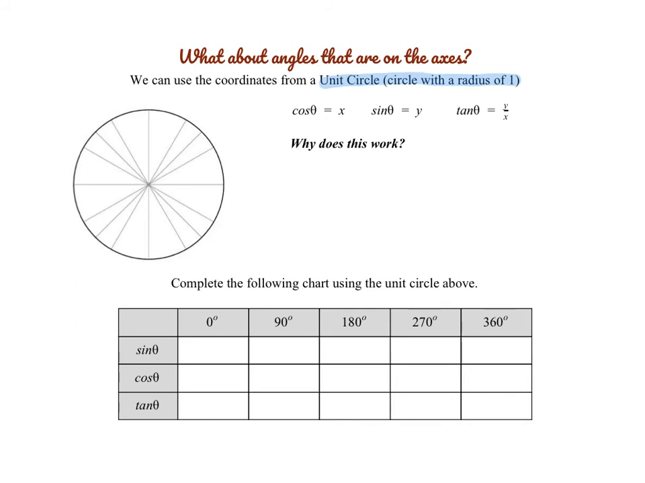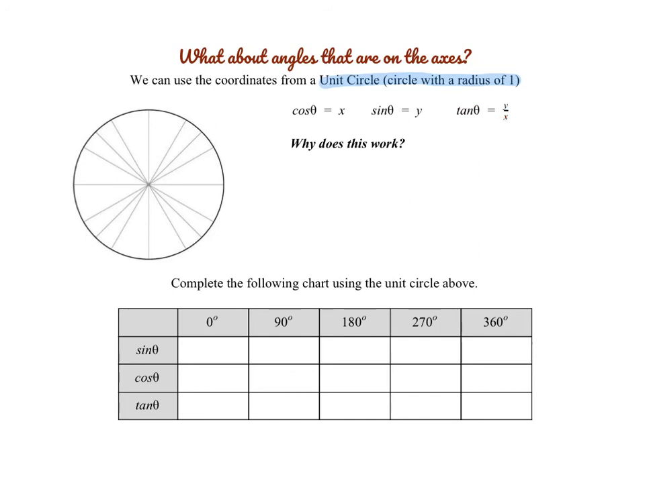So for any unit circle, the cosine of that angle can be found by looking at the x value of your coordinate. The sine of that angle can be found by looking at the y value of your coordinate, and the tangent can be found by looking at y over x.